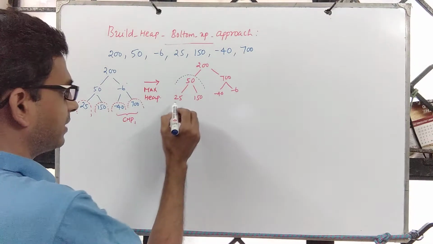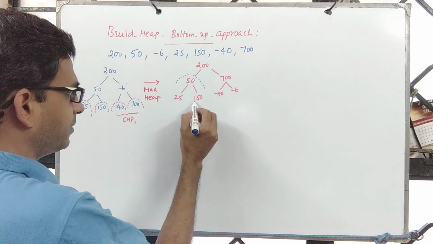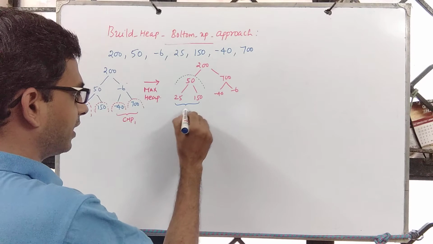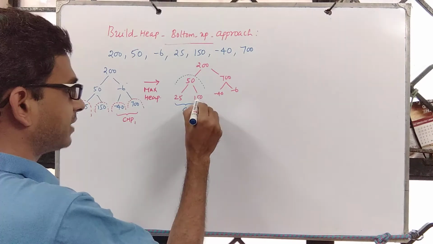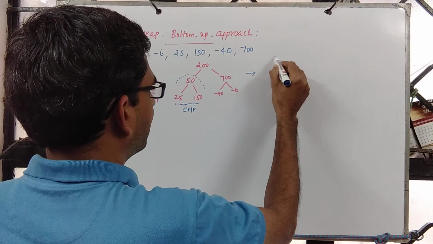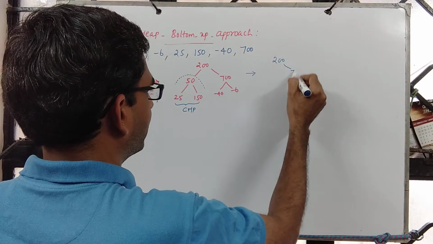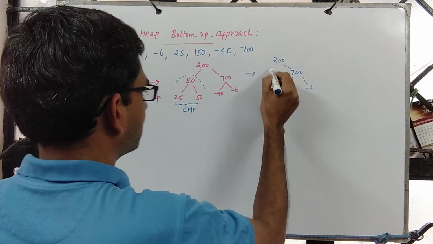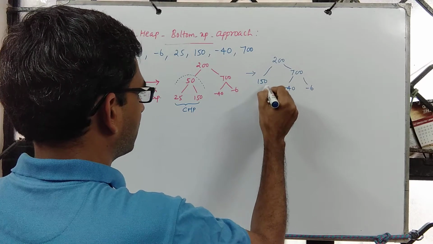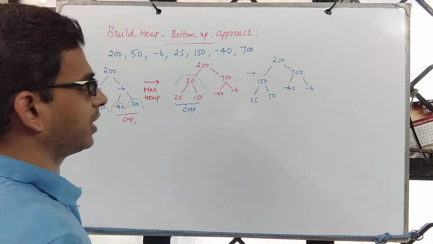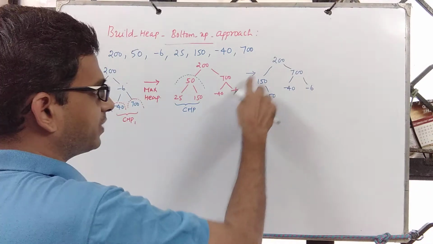When we focus on this subtree, we see that this one is a max heap, this one is a max heap, but this one is not. Again compare, pick max, swap it with this. So we see that we get 200, 700, minus 50, minus 6. On this side it becomes 150, 50 and 25. Now this one is a max heap, this one is a max heap.